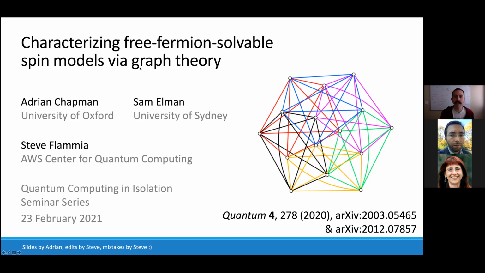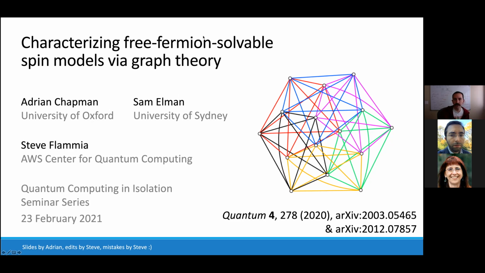Okay, so I want to talk about characterizing free-fermion-solvable spin models via graph theory. This is joint work with Adrian Chapman, who just left the University of Sydney for Oxford, and Sam Ellman. Most of the work that I'll talk about is joint with Adrian, but at the end, I'm going to mention some joint work between myself, Sam, and Adrian, which is this second arXiv paper that you can see down here. Sam's a PhD student at Sydney.